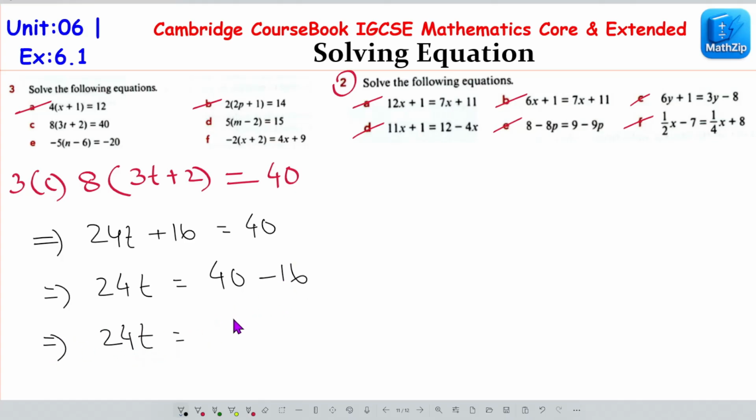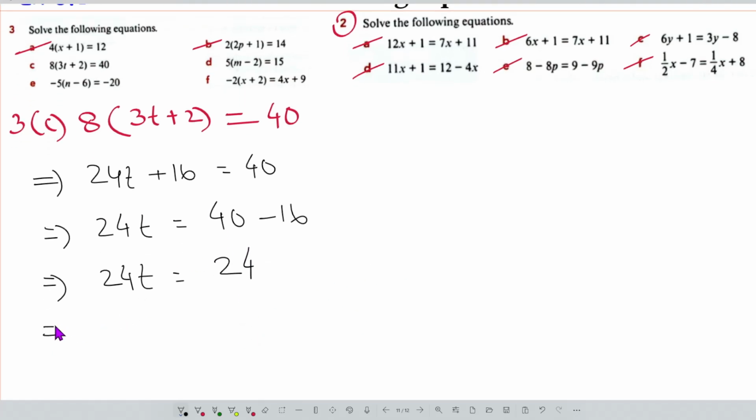Then 24t equals, here is what, 24, right? 40 minus 16 is 24. Now we will divide both sides by 24, so t equals 1. If you want, you can write a side note. It will be good practice. It means divide both sides by 24. Okay, so number C done.